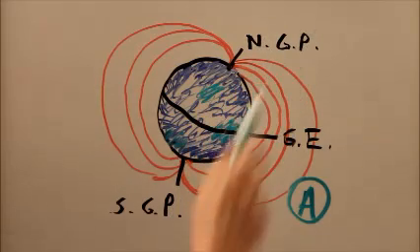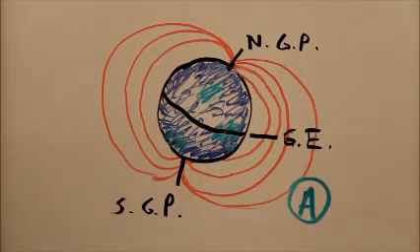Moreover, the North Geomagnetic Pole is in reality a magnetic South Pole, and the South Geomagnetic Pole is in reality a magnetic North Pole. That's why the North Pole of a magnetic compass points towards geomagnetic north. But in fact, it's being attracted to a magnetic South Pole.